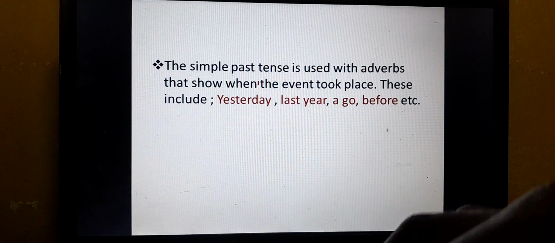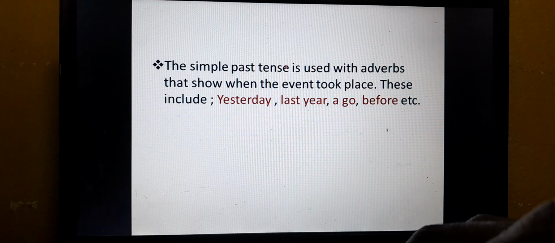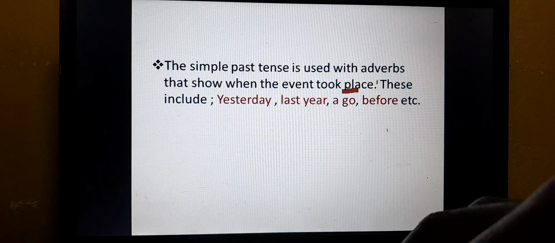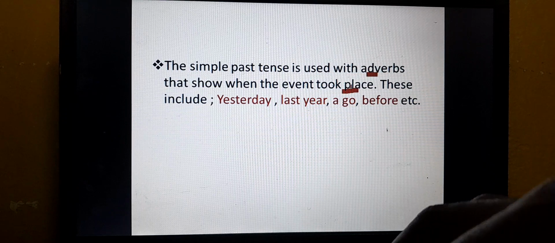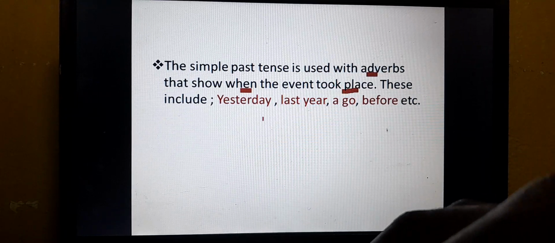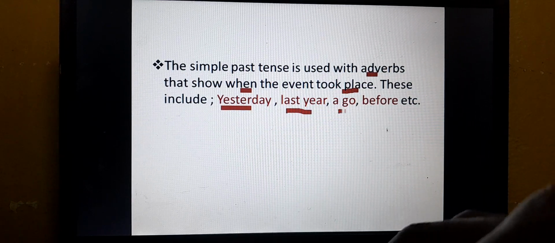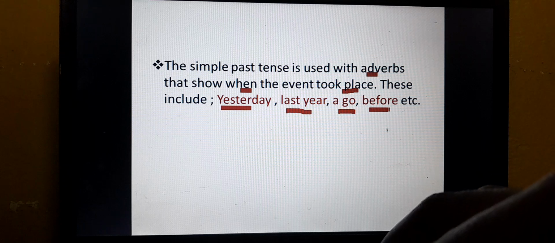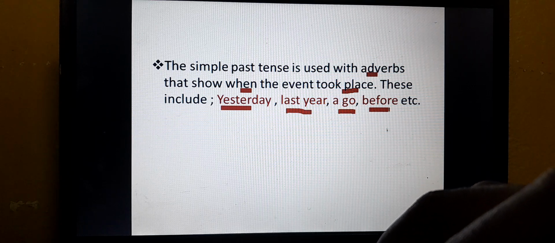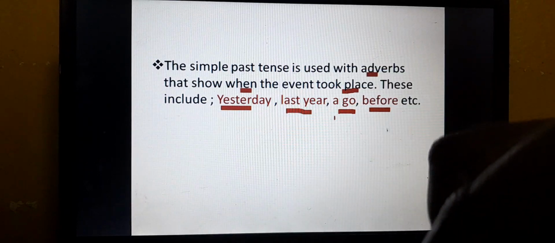The simple past tense is used with adverbs that show when the event took place. These include yesterday, last year, ago, and before. All of these are adverbs that can show us something has occurred or happened in the past.